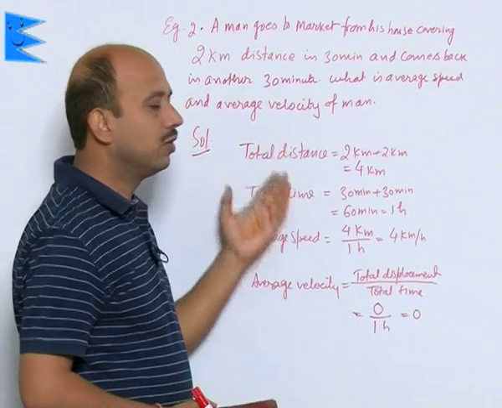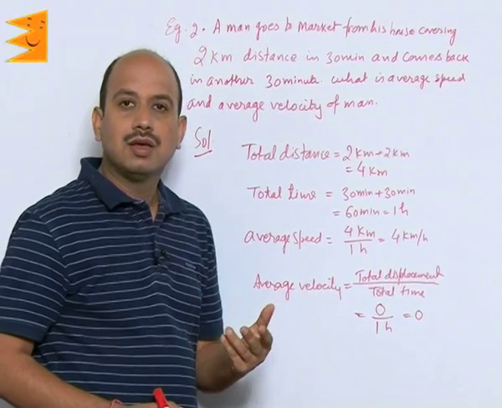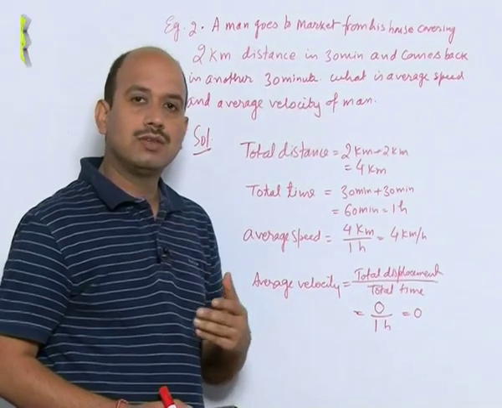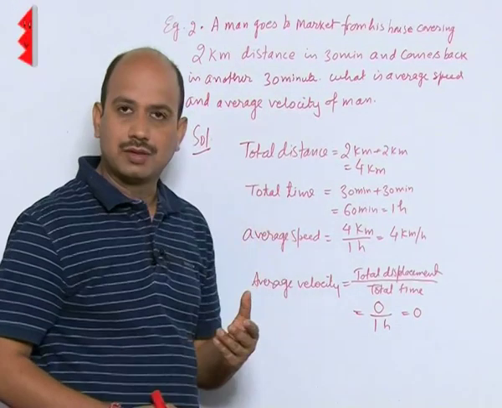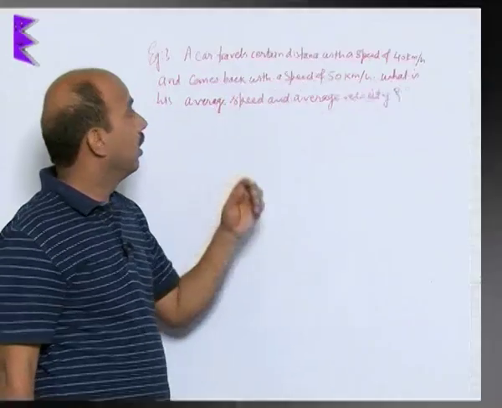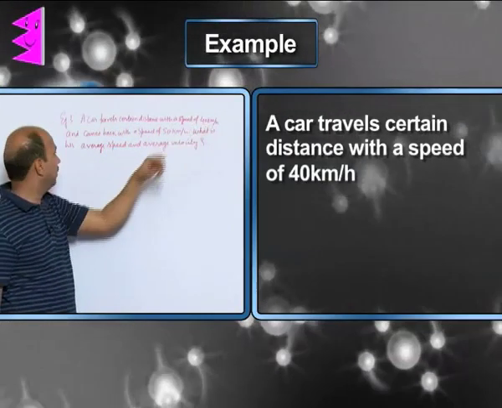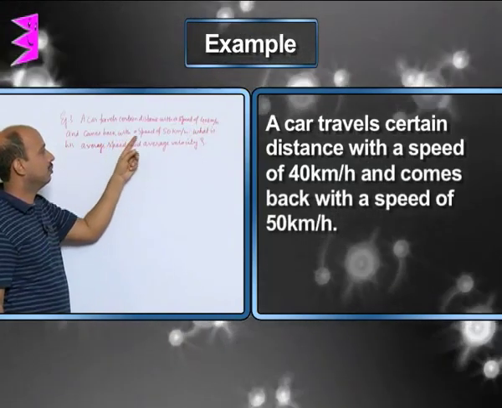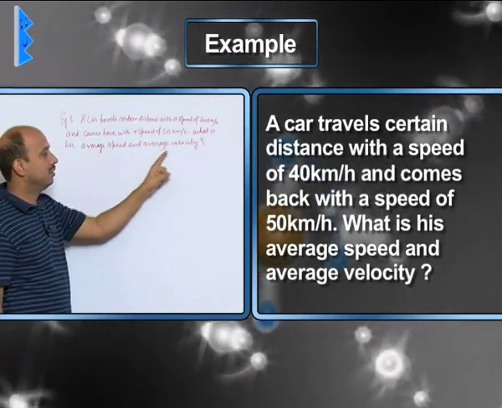So, now these were two simple examples. Now, see the next example, which is slightly difficult, or you can say which needs slightly more skill to solve. So, you try to do that example. See in this example, a car travels a certain distance with a speed of 40 km per hour and comes back with a speed of 50 km per hour. What is its average speed and average velocity?